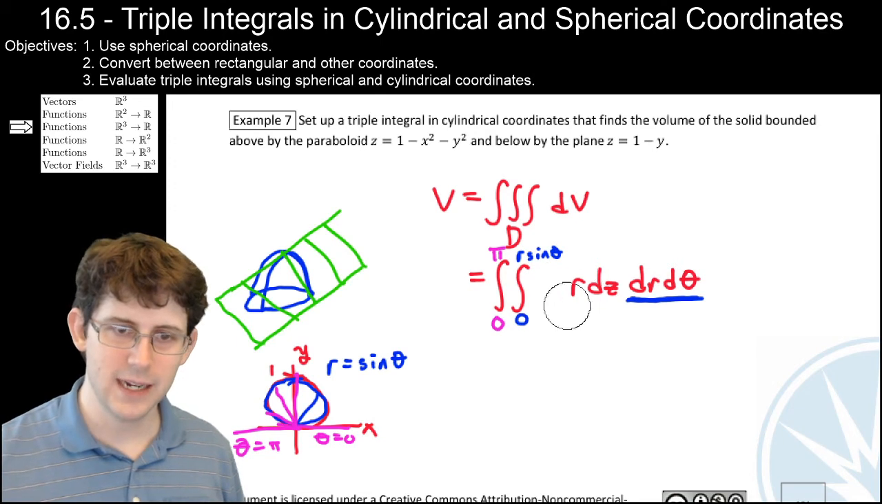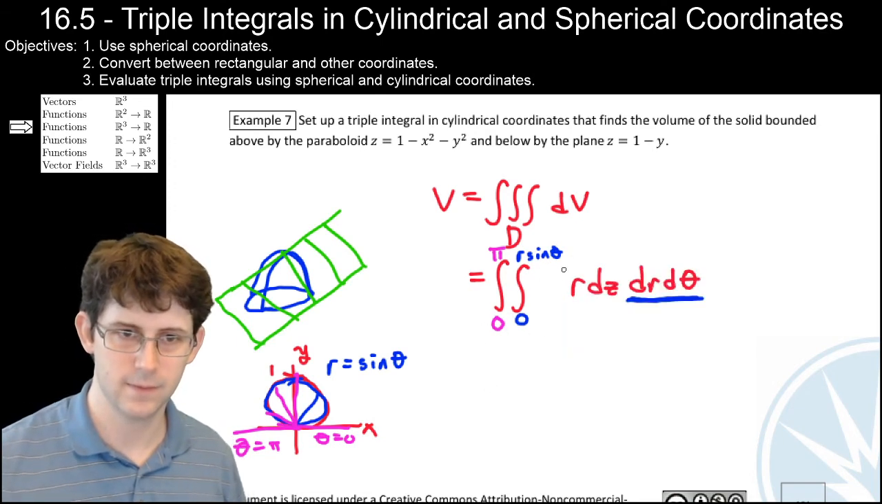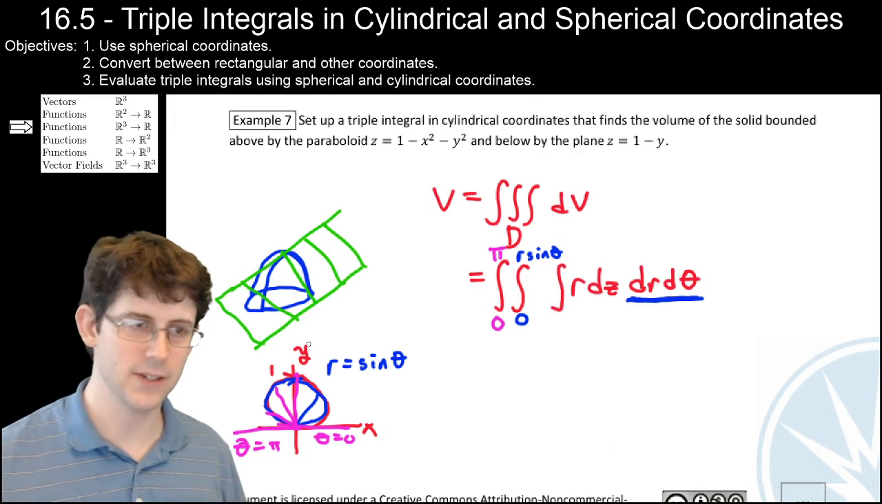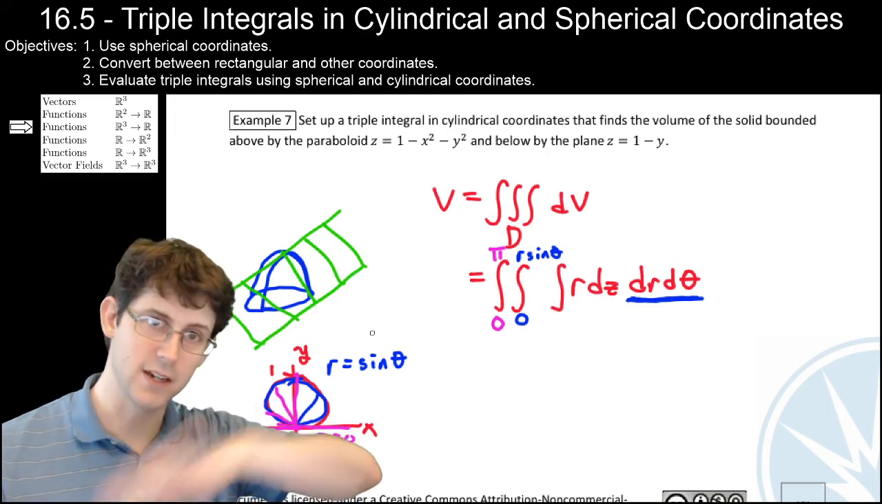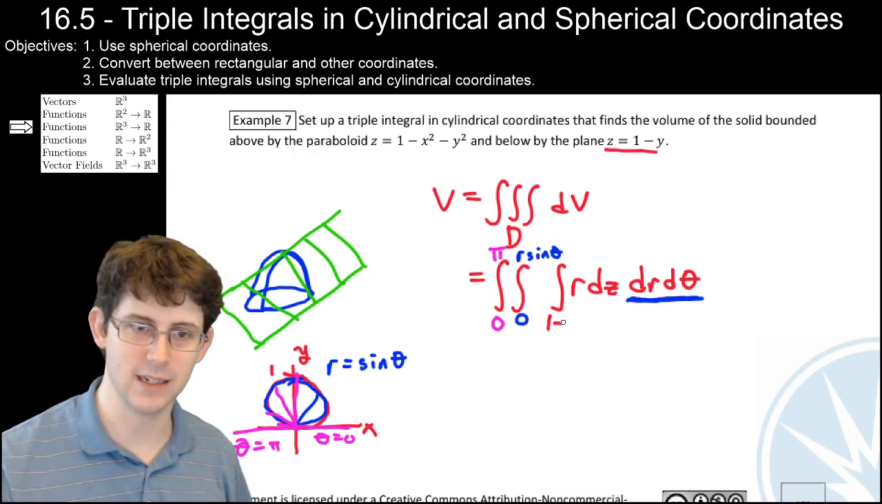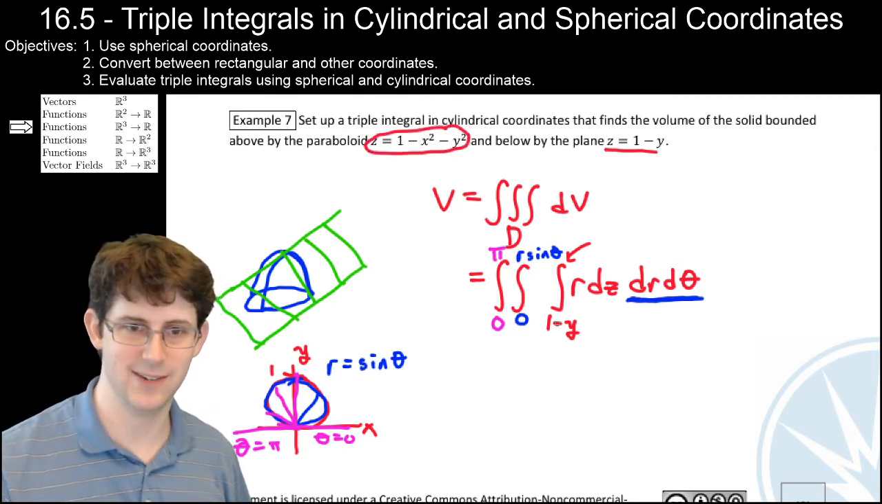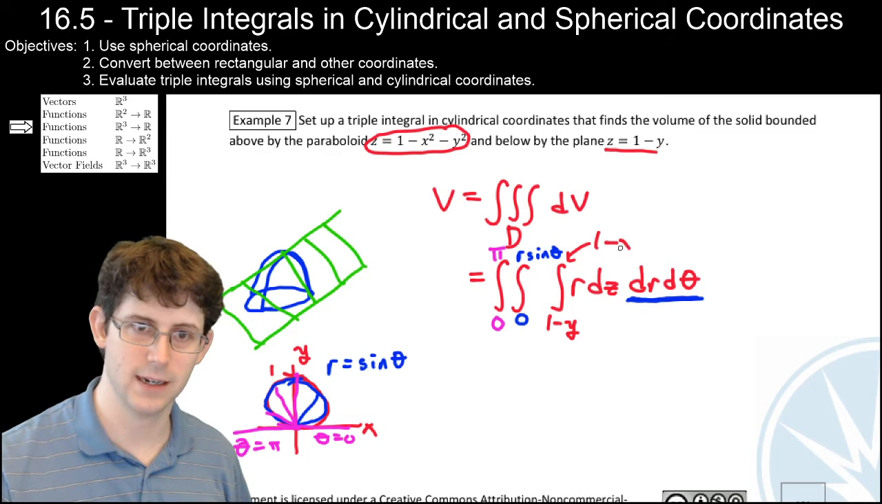Now we can get the other bounds, like the z bounds. For the z bounds, we need a lower z function and an upper z function. The lower z function is this 1 minus y, and the upper z function is this one. But I don't like this one. I guess I don't really like this one either, but let's put them in there for now.